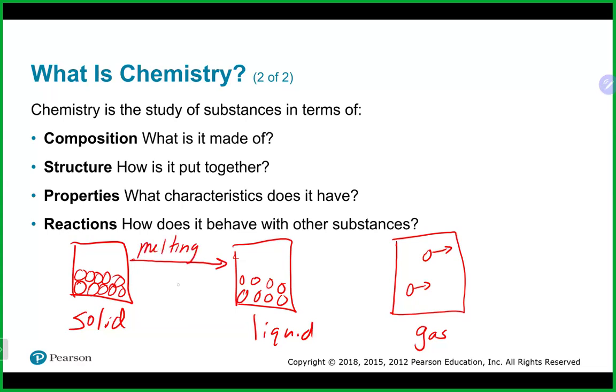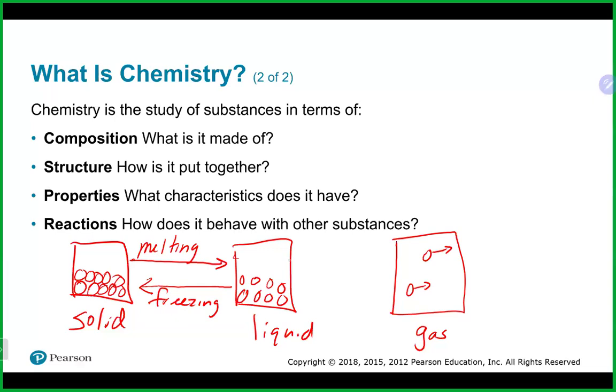I feel bad about my melted ice cube that's now liquid water. I put it back in the freezer, right? And it will become a solid. That is the process of freezing as you go from liquid back to solid.